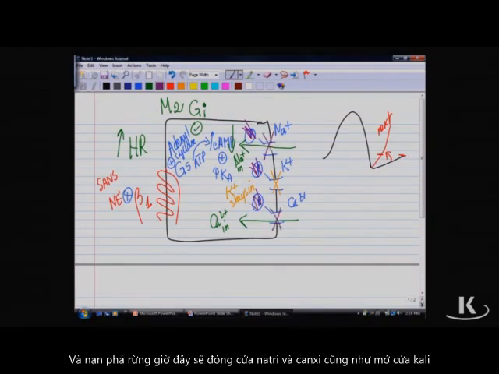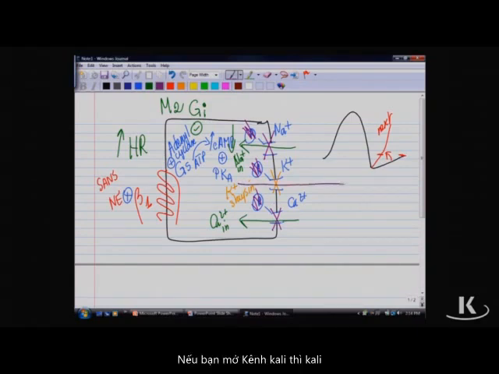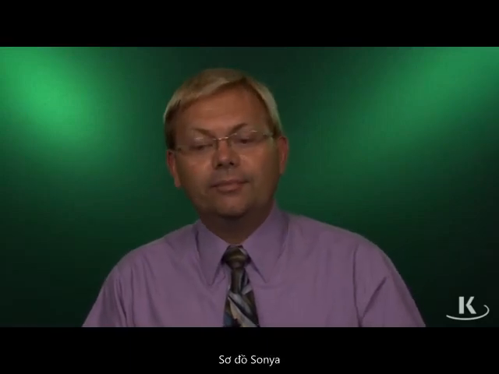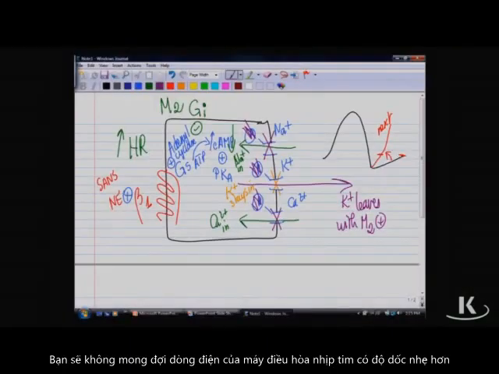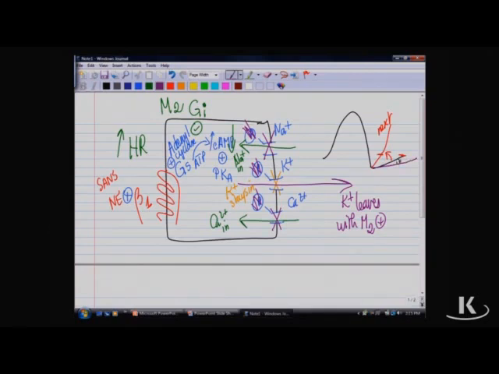open potassium channels. If you open potassium channels, then potassium leaves. And if potassium leaves with muscarinic M2 stimulation, then you know the cell is now hyperpolarized. So on your diagram, you would now expect your pacemaker current to have a lighter slope. And with a lighter slope, it's going to reach the threshold later.